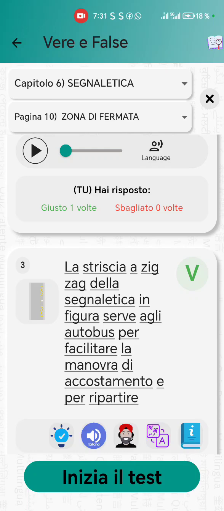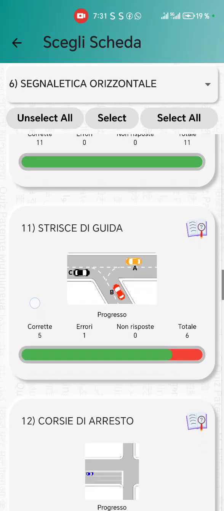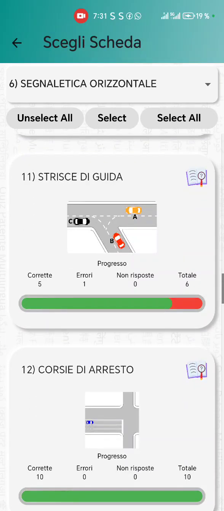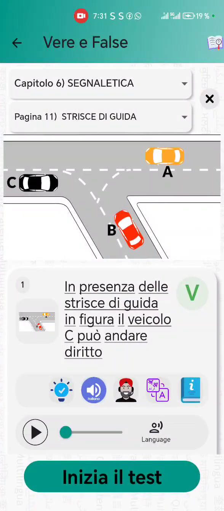You know, it makes autobus per facilitare, make it easy la manovra di accostamento e per ripartire. Now, very simple, guys, patent is not hard. It's sure for you to dedicate your time. Dedicate your time, study hard, so you know what we are really teaching about.